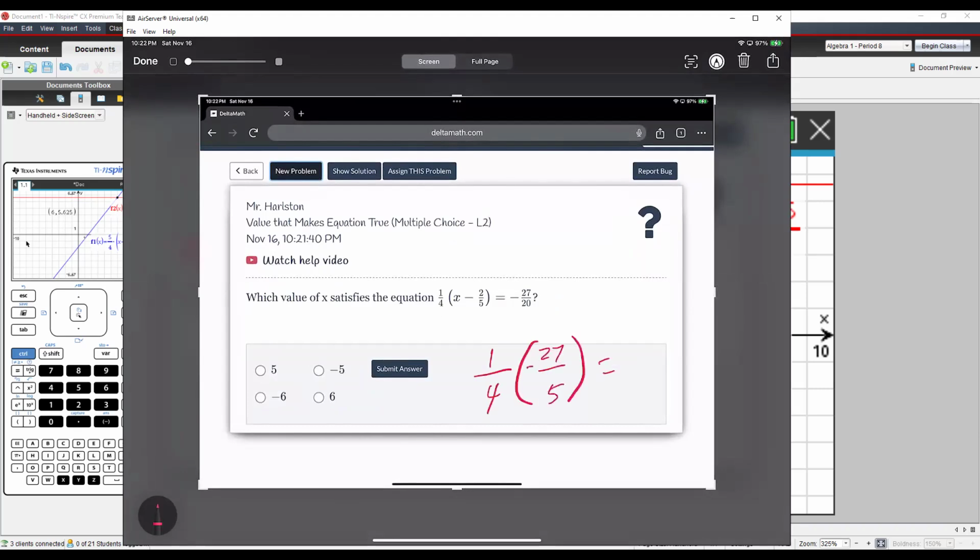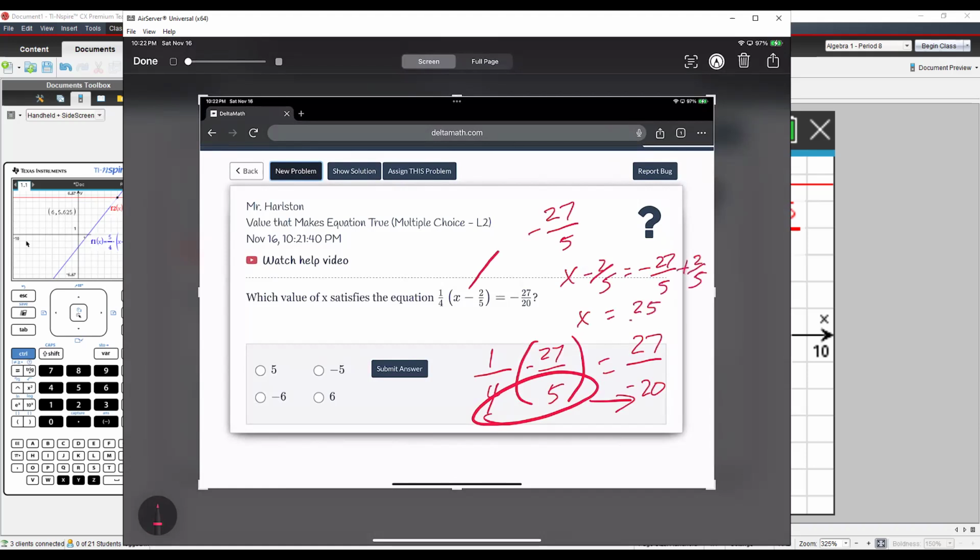Because if I multiply that, I get this, because these multiply to get this. And these two. So this right here has to be equal to negative 27 over 5. That just means x minus 2/5 must equal negative 27 over 5. So x is going to be plus 2/5, so that's going to be negative 25 over 5, which is negative 5. So the answer is this one.